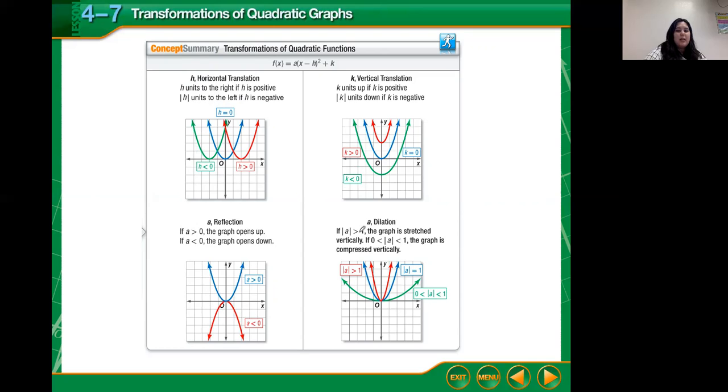And then we have our dilations. When the absolute value of a is greater than 1, it is a thinner graph or a stretched graph. And when the absolute value of a is less than 1, it is a compressed graph, or we also call it wider. Just to make a note that when you shift your graph up or down, it doesn't make the graph any larger or smaller. It just changes how much of the graph you can see. So k has nothing to do with the size of the graph.